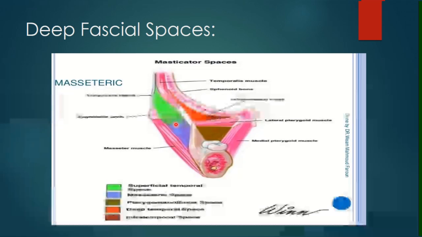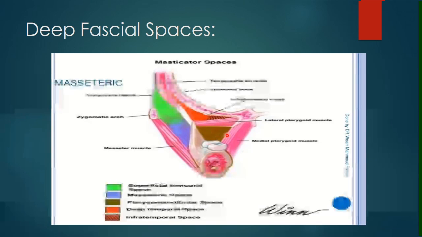In this space and this space and this space, we're going to have pain and limited mouth opening, because the masseter muscle and temporalis muscle are responsible for the opening and closing of the mouth. So we're going to have a limited mouth opening. Here, we're going to have pain and difficulty in mouth opening too.